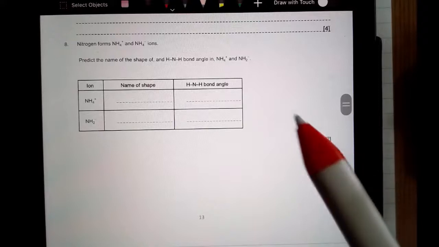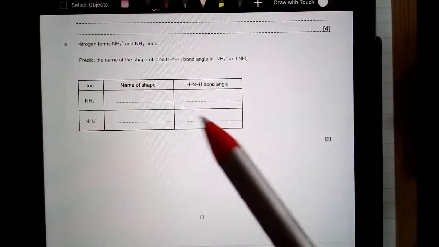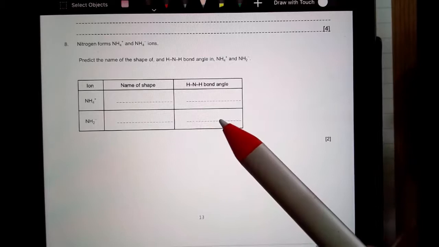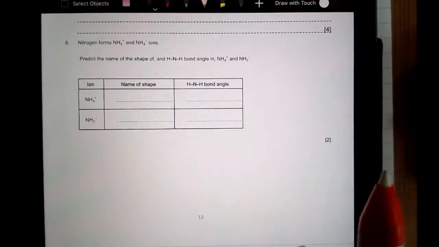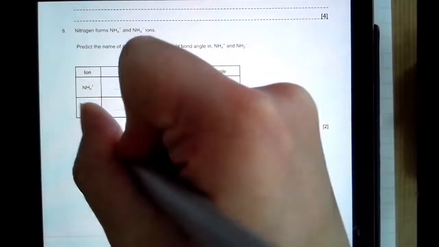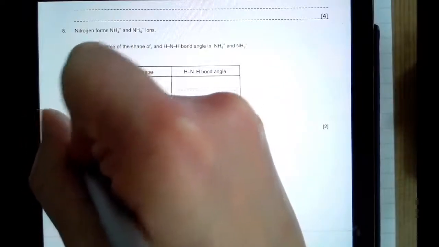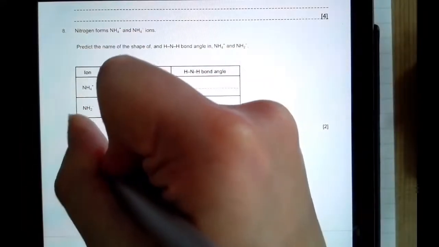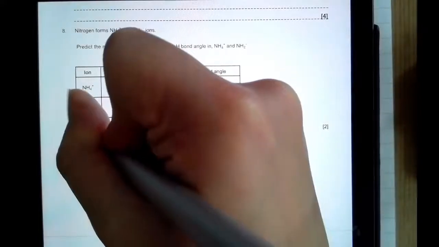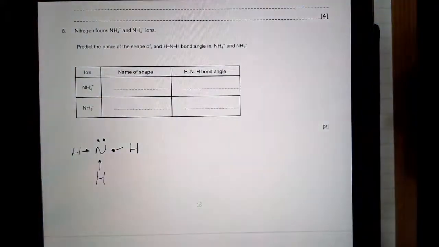In your last question, they ask you for the shape and the angle around nitrogen in 2 different molecules. You've got NH4 plus, NH2 minus. Now we're typically used to seeing nitrogen with just 3 bonds. And it's got 3 hydrogen bonds, and this is ammonia. So nitrogen's in group 5, it's got 5 electrons in its outer shell, and it usually uses 3 of those electrons for bonding, and then it has the remaining 2 electrons as a lone pair. So that's what ammonia looks like.